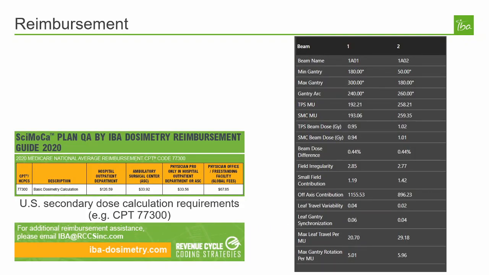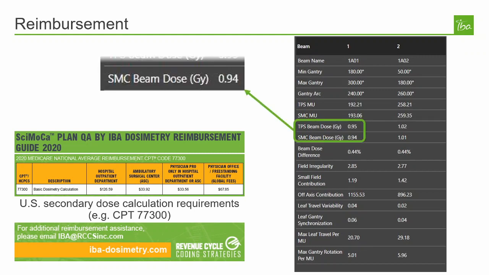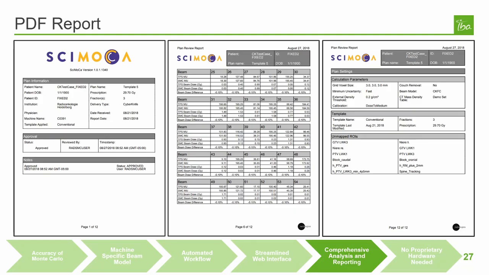And while we're discussing workflow and reporting, I'd like to quickly highlight the fact that SciMoCa calculates values required for secondary dose calculation checks on a per beam basis, fulfilling the reimbursement criteria based on our revenue cycle report information. Questions regarding reimbursement can be addressed to revenue cycle via IBA. In addition to viewing the report on the web interface, you can also generate a PDF report which can be printed, stored in a file, or distributed as needed.